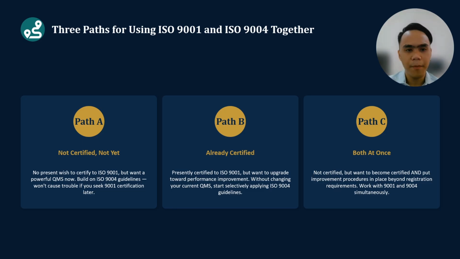Path C: you're not certified, but you want to become certified, and you also want to put quality improvement procedures in place that are not required for the registration. You can work with ISO 9001 and ISO 9004 simultaneously, devoting to each the resources you deem appropriate to achieving your goals. The underlying message across all three paths: ISO 9001 and ISO 9004 are not competing choices you have to pick between. They are designed to work together in whatever combination and sequence actually fits where your organization is starting from.